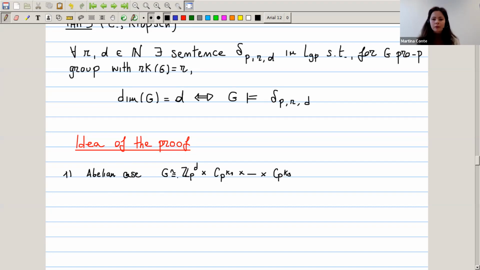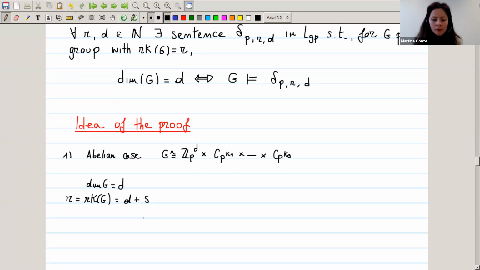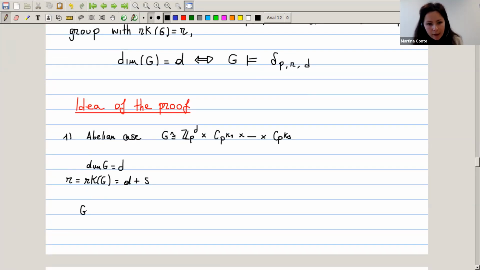This follows by the structure theorem of abelian pro-p groups. Now the dimension of G is equal to D, the exponent of Zp, and the rank of G that we called R. One can see that the rank of G is the number of factors in this direct product. So it is D plus S.